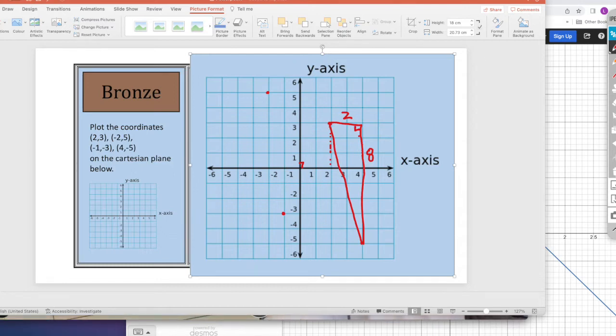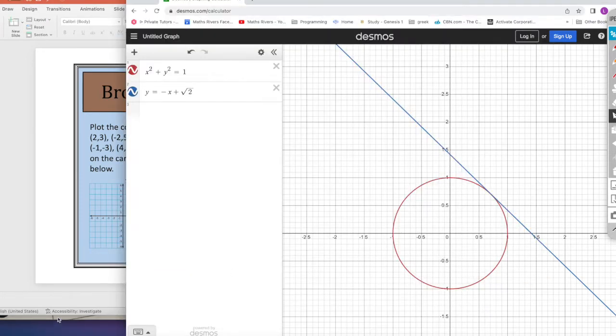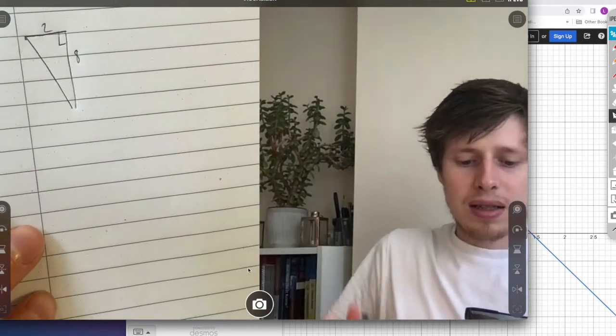Let me just get rid of all that sketch and go back to annotator. There we go. Okay, so where am I? There I am. Okay, let's get back to this.